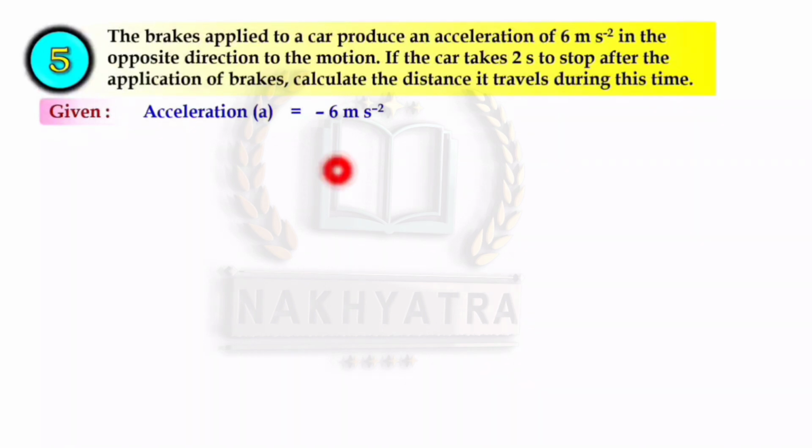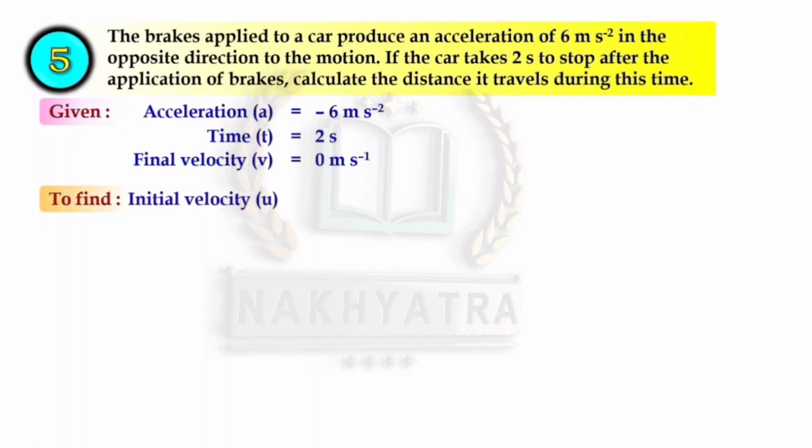See here, why is the sign minus here? Because the brakes are applied in the opposite direction of the motion, right? And this is why the minus sign is applied in the acceleration, and the time taken is 2 seconds. So the final velocity v equal to 0 meter per second, right? And we have to find out the initial velocity, that is u equal to how much, and the distance travelled, that is s.